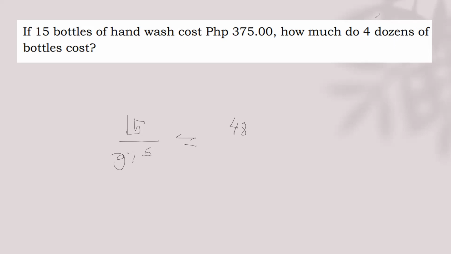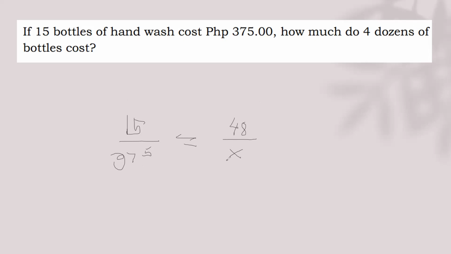Pero ilang piraso ba ang nasa loob ng 4 dosena? That is 48. Hindi pwedeng piraso dito, tapos dosena pagdating dito. Dapat pareho sila. So kung nasa taas ang number of bottles, dapat sa kabila, nandoon din yung number of bottles. So 375 yung cost, ibig sabihin nawawala ang cost ng 48 bottles.